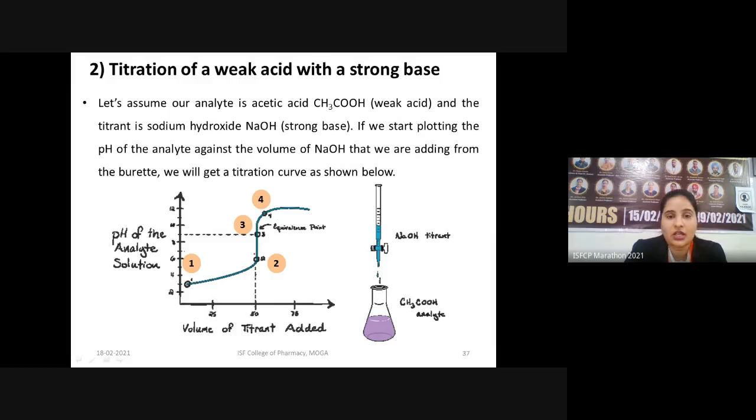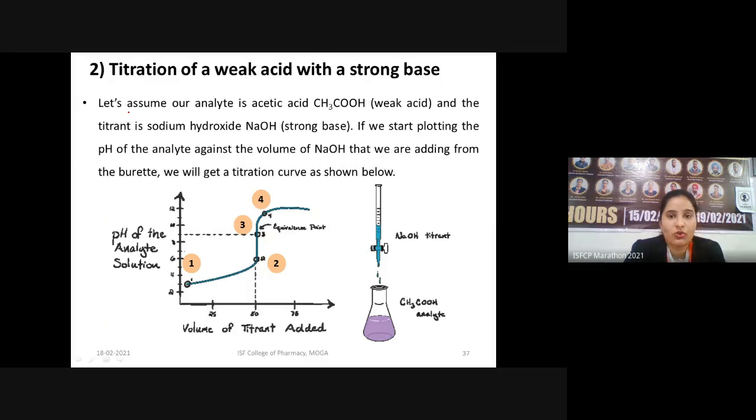There is a difference between these two curves which we will be discussing in later slides. The shape of the curve is exactly the same as we have seen previously in the case of titration of a strong acid with a strong base. The difference here is that in the case of titration of a weak acid with a strong base, the inflection period is again small, and we will discuss it further in the next slide.